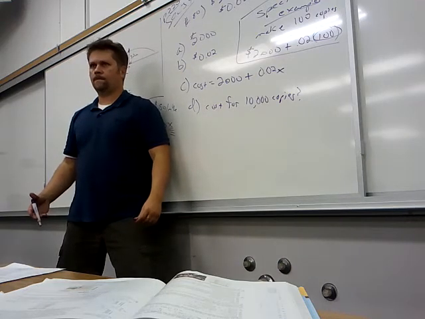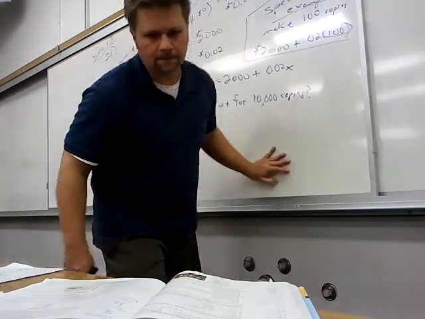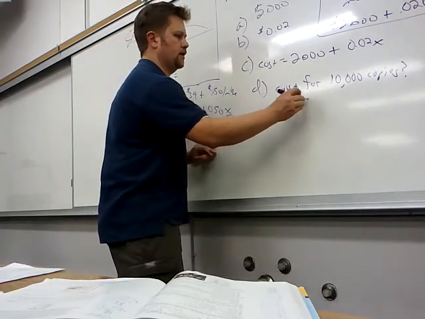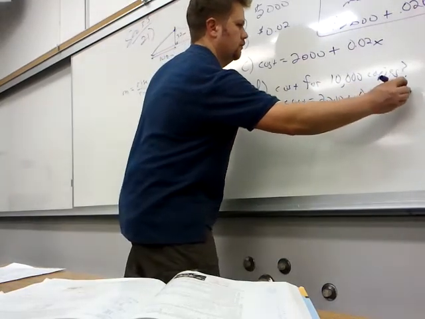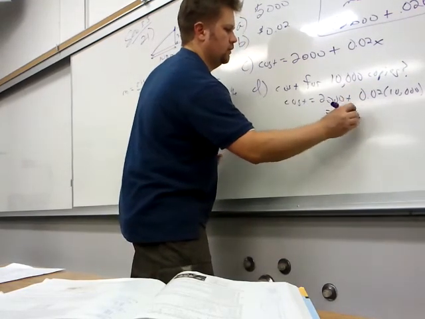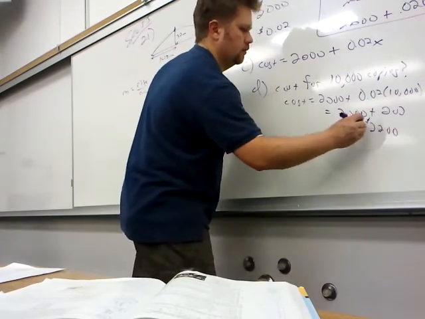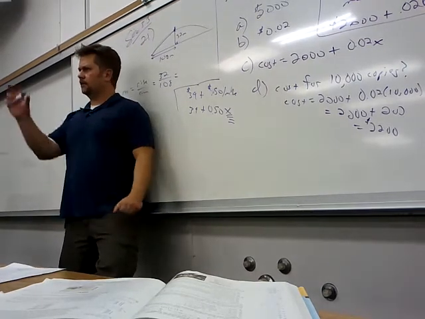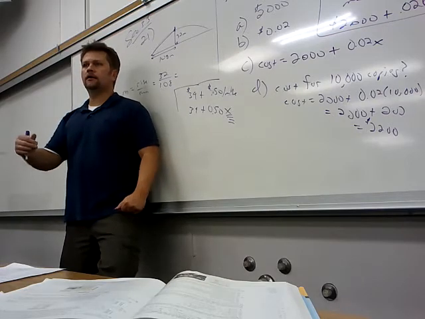So for E, do we fill in the 2,600 where the 2,000 is? No. So real quick, for this one, just to make sure everybody's cool with this, cost equals 2,000 plus 0.02 times 10,000, right? So that should be 2,000 plus 200, right? So that's $2,200. You guys see that? Just plug the 10,000 in for the variable. Now I know I'm going to make 10,000 copies.